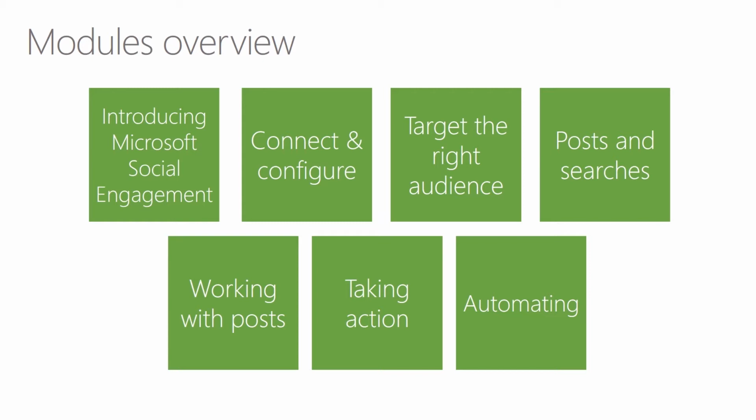In posts and searches, we'll talk about the different ways to build your searches to get the posts that are actionable for you. Then we'll work with those posts. We'll talk through the analytics, we'll talk through some maps, we'll talk through the different selling options we have available. Taking action will take us through some common workflows and how do we get that information into a working environment like our Dynamics 365 environment. And then finally, we'll wrap up with some automating. How do we tag things? How do we promote those records? How do we engage the machine learning capabilities?